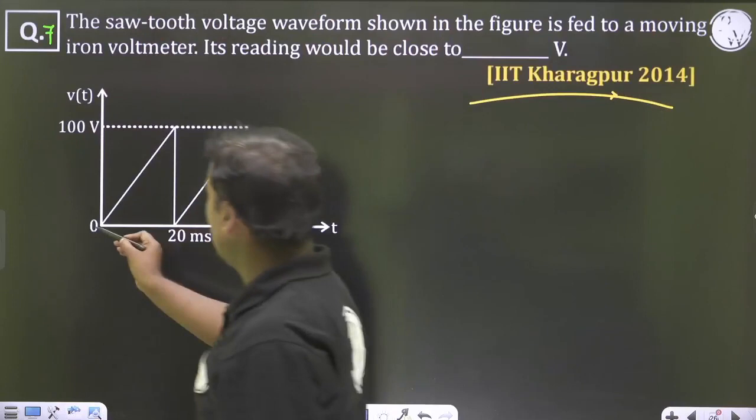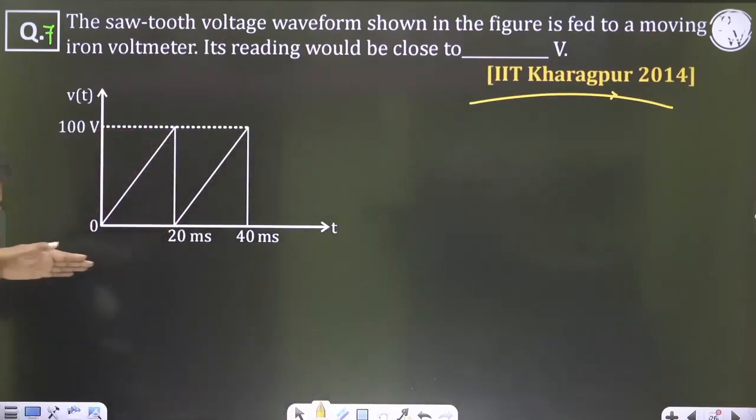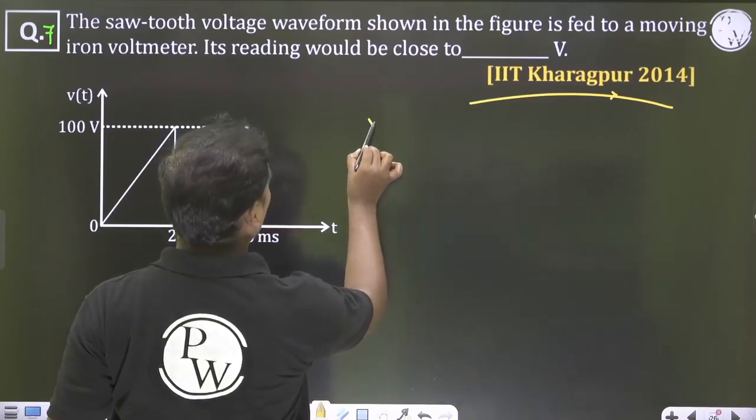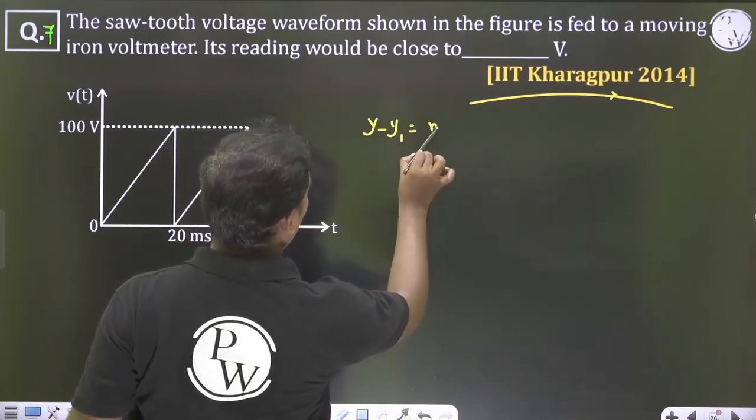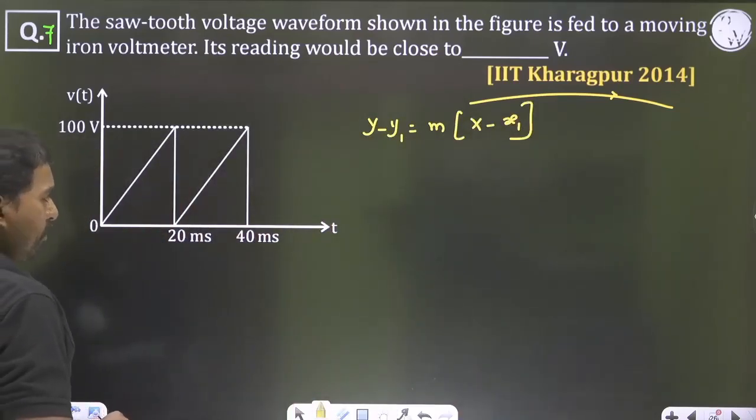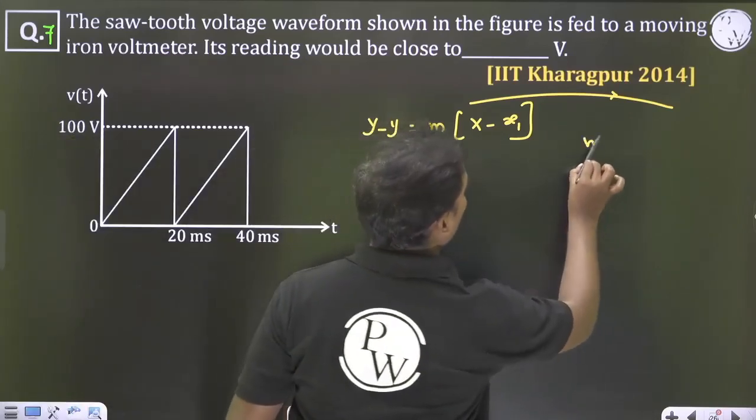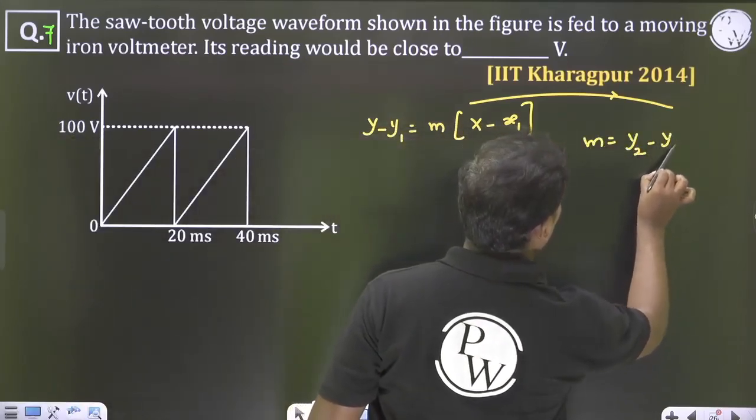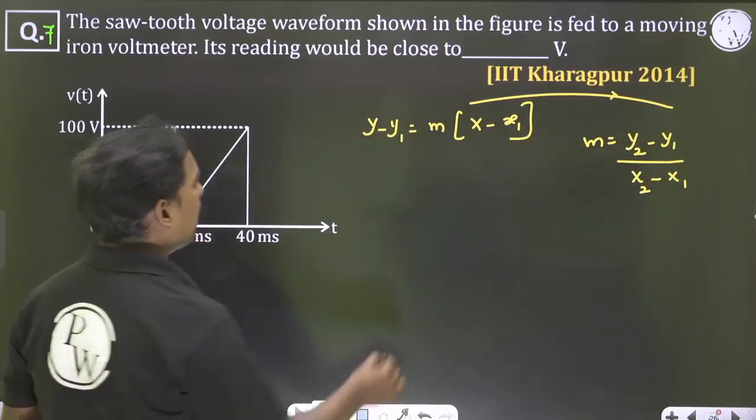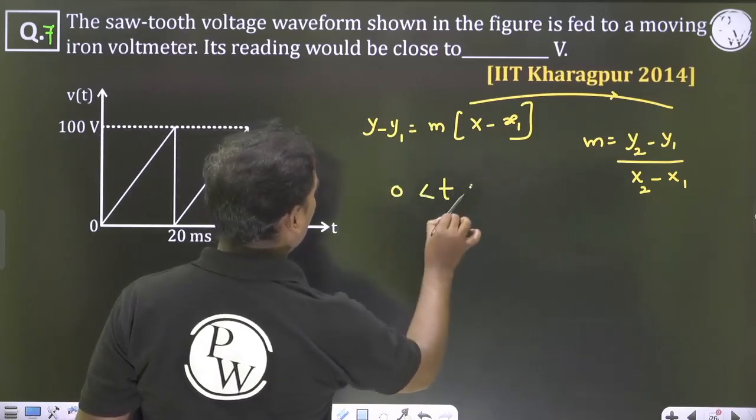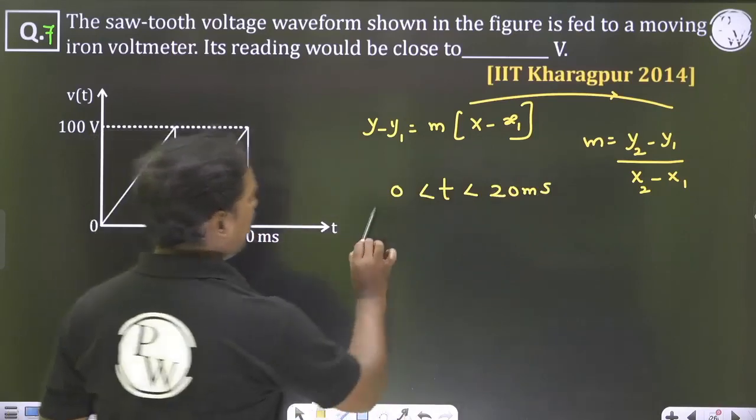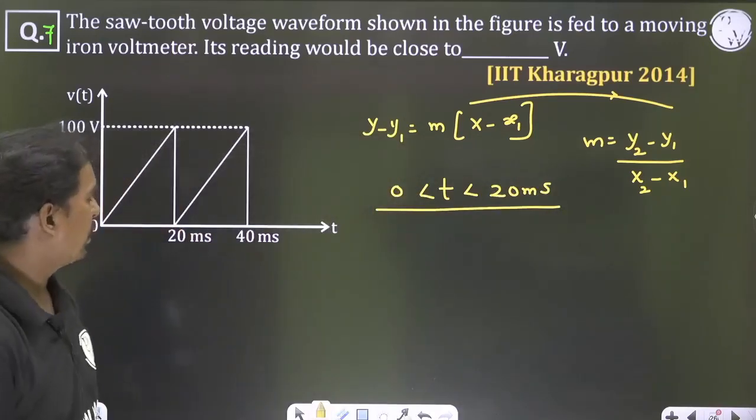So first of all, from 0 to 20 milliseconds, what is this? We can find it out. At t equal to 0, by using the expression y minus y1 is equal to m into x minus x1. What is m? m is equal to y2 minus y1 by x2 minus x1. Based upon that, I can find it out for t greater than 0 and less than 20 milliseconds. So in between, if you take the waveform, what is the slope?